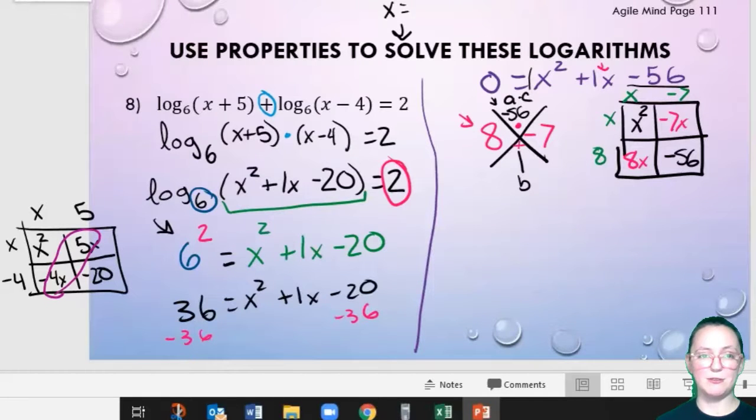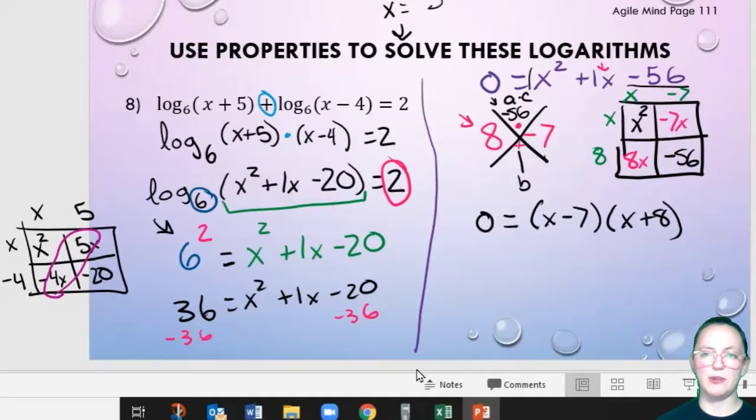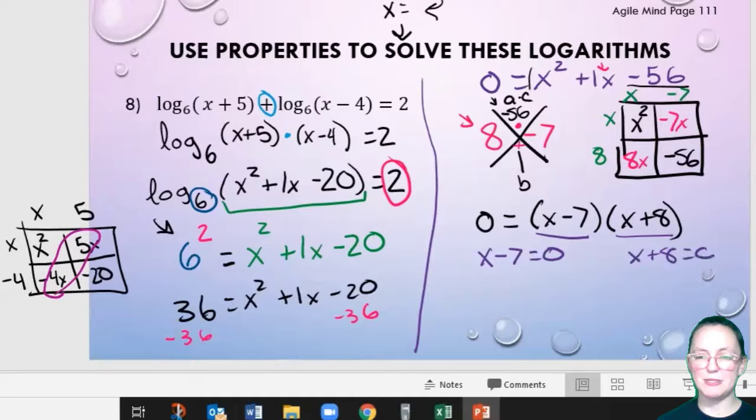Putting this into our factored form, we're going to have that 0 equals x minus 7 and x plus 8. Remember, we're still trying to get to an x equals, our zeros or our roots or our solutions. So we're going to set each of these factors equal to 0 to find our solutions. So we'll have our x minus 7 equals 0 and we'll have our x plus 8 equals 0. Solving each of these, we get that x equals positive 7 and x equals negative 8.